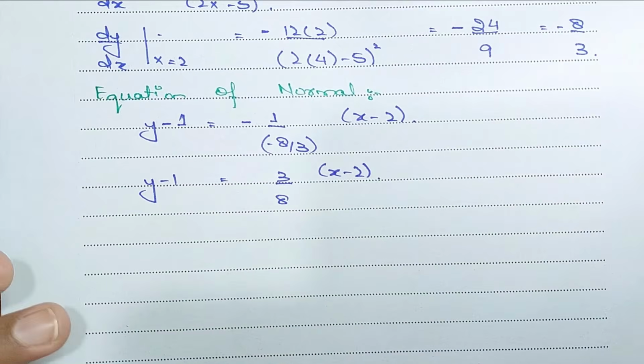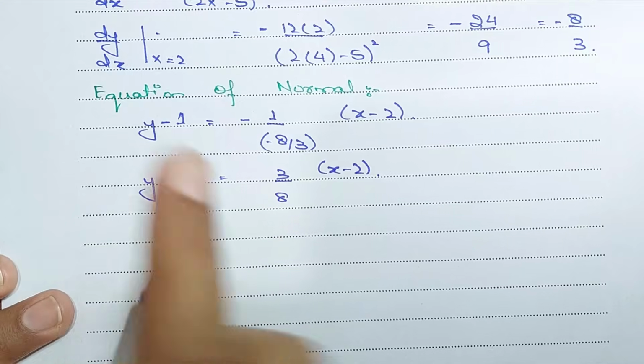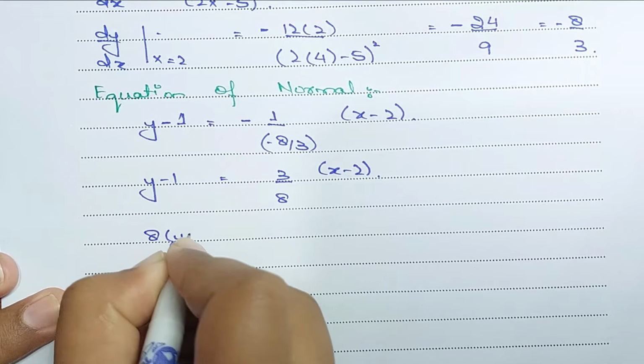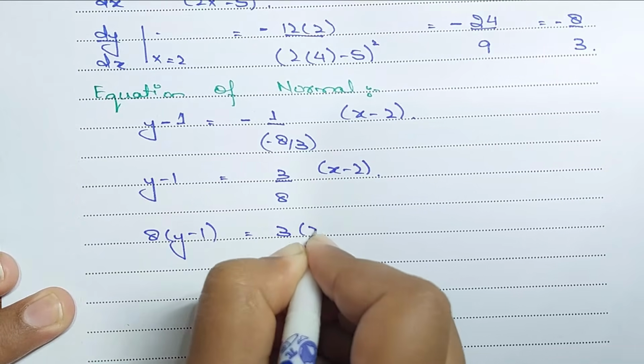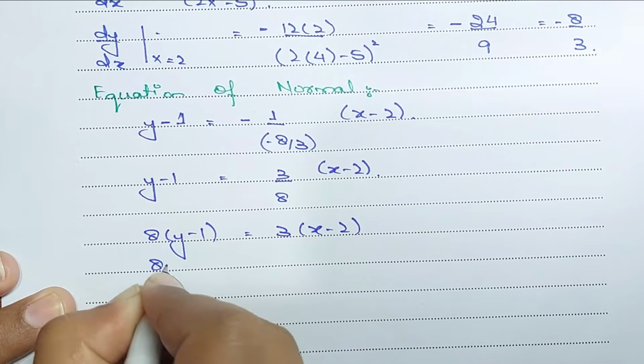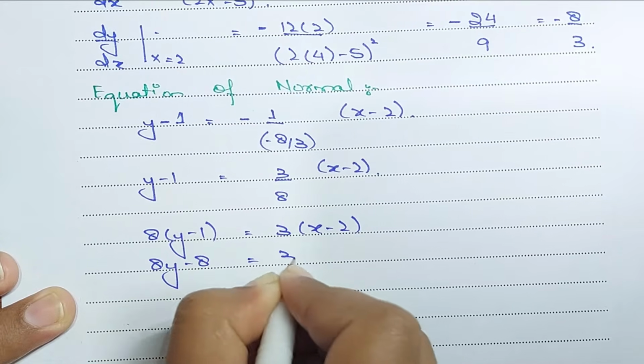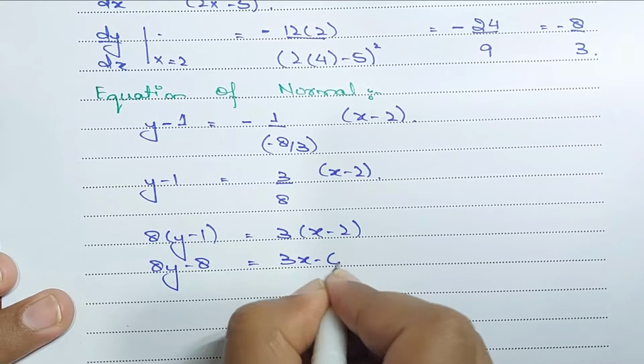Okay, now cross multiply. We can say 8 is multiplying y minus 1, and 3 is multiplying x minus 2. So 8y minus 8 equals 3x minus 3 times 2, which is 6. We have to write the answer in this form, ax plus by plus c.